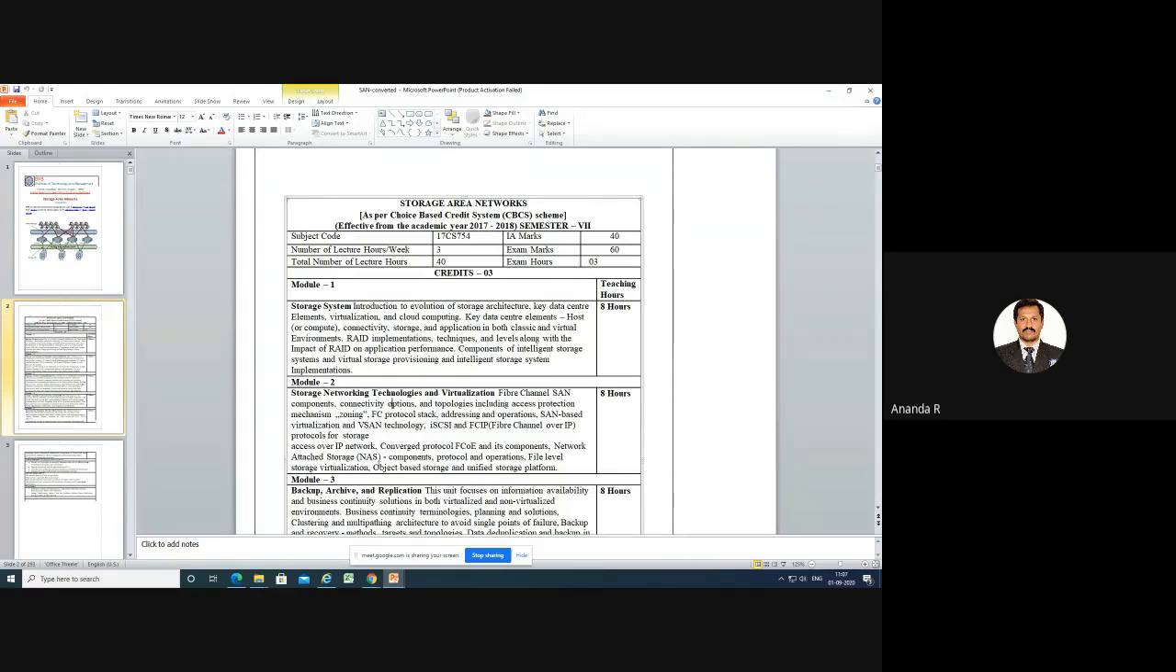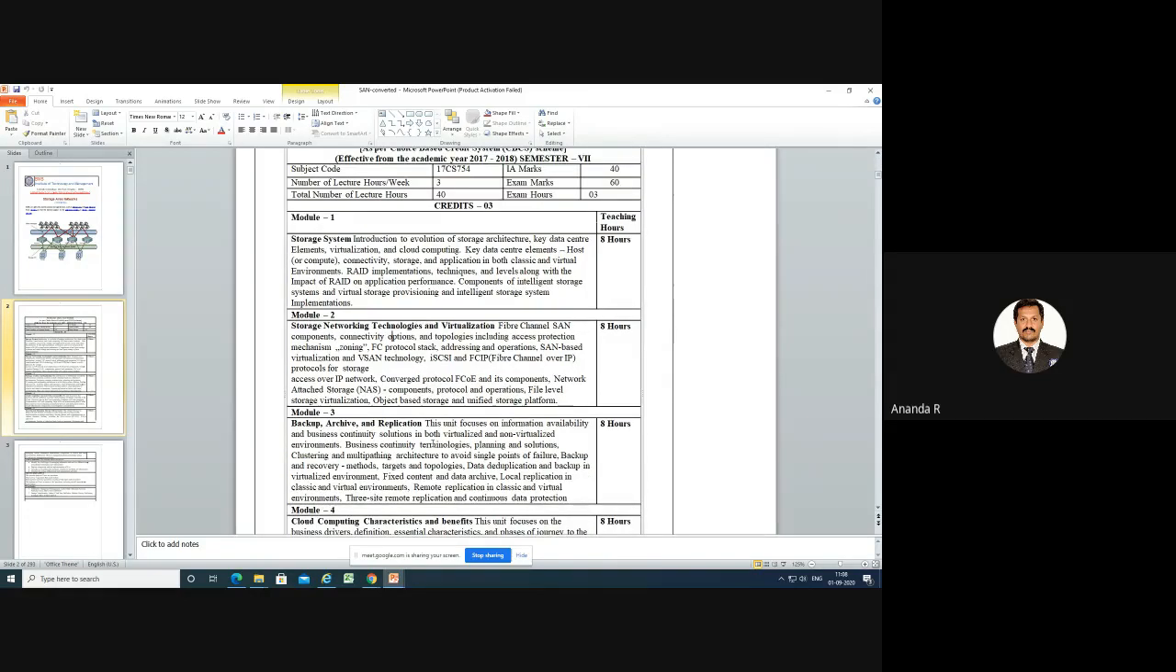Then we also study network attached storage. What does network attached storage mean? A little bit about how it works, what the different components are, what the different protocols are, and what operations we can perform. Then storage virtualization. All these things we cover in module number two. So that is your module number two.